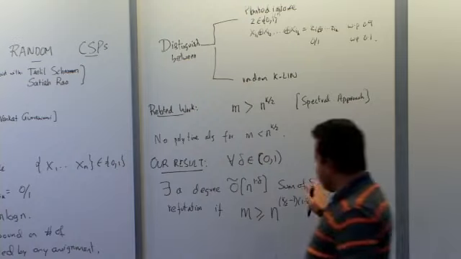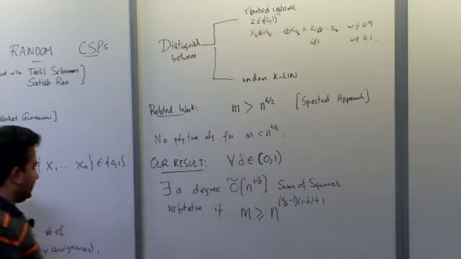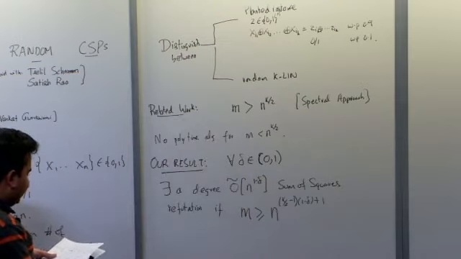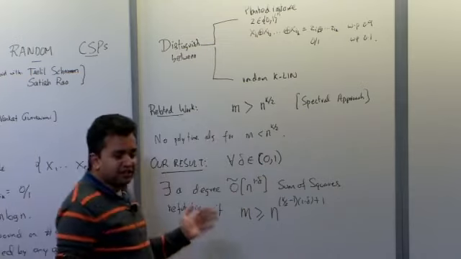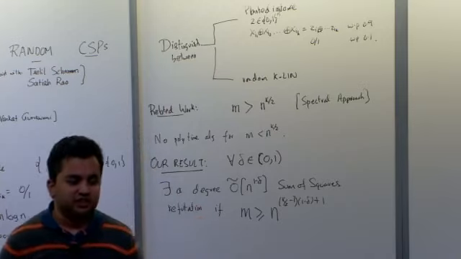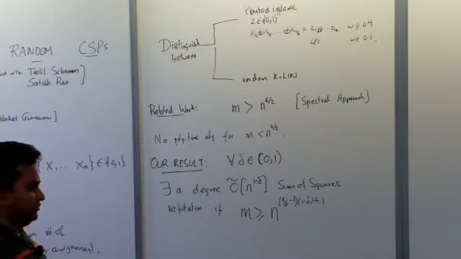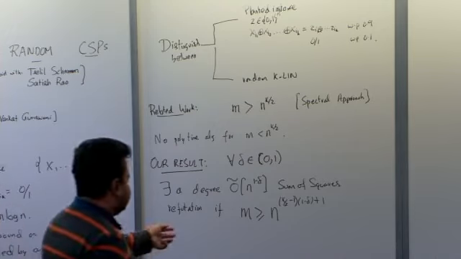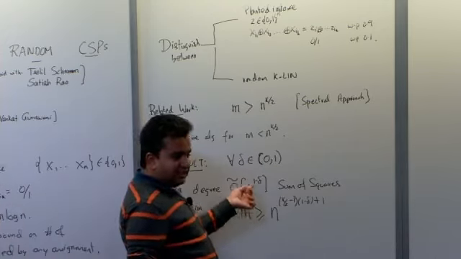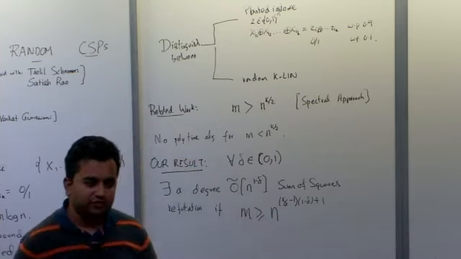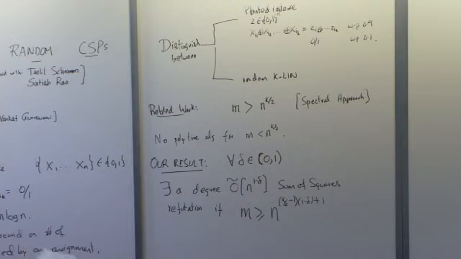I'll say what the sum of squares refutation is. You can also think of it as a spectral algorithm. We'll construct a matrix, and we'll show that if you compute the eigenvalues of this matrix of size n to the n to the 1 minus delta, it will certify that the value of the linear system is small.